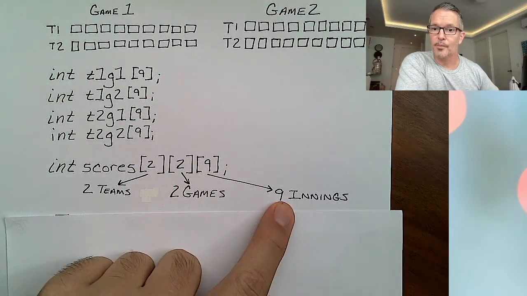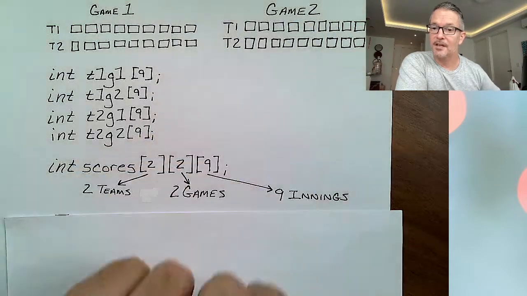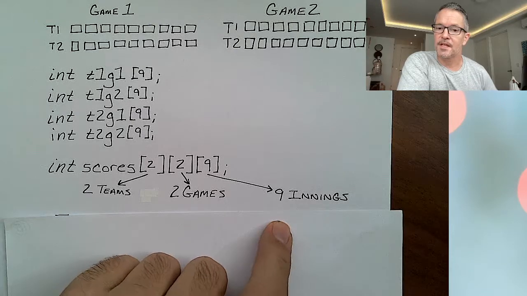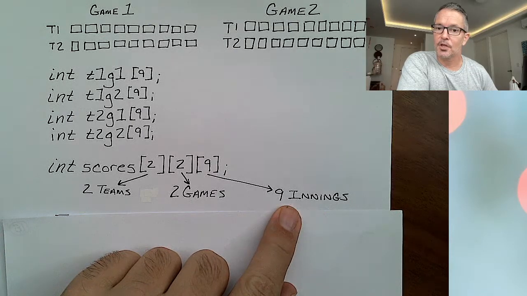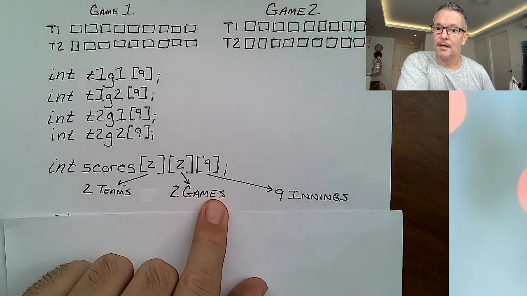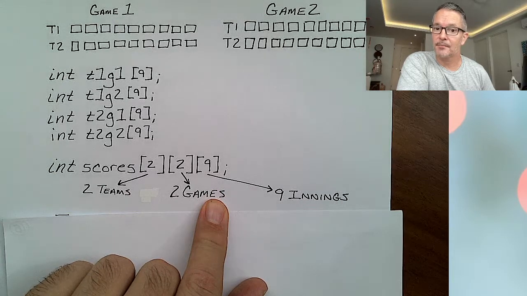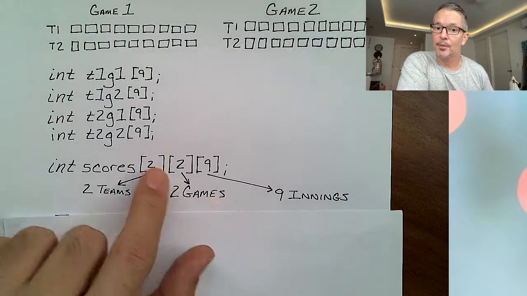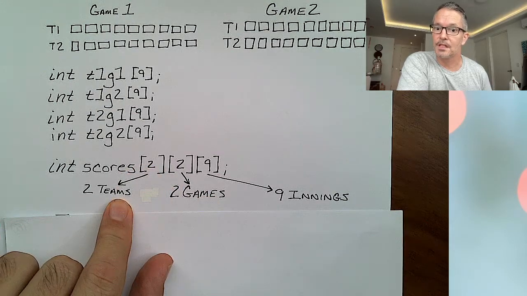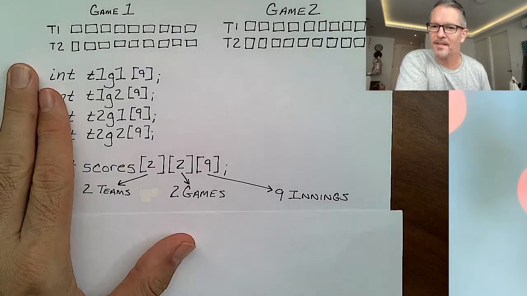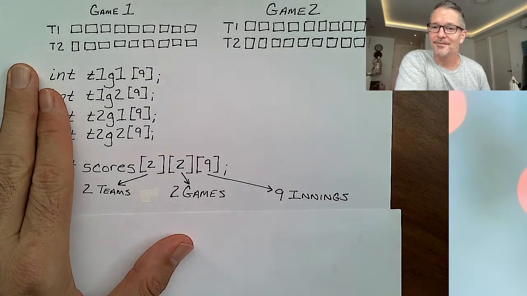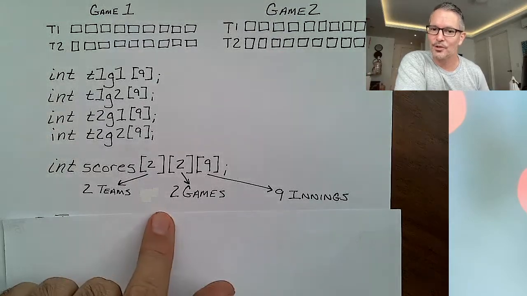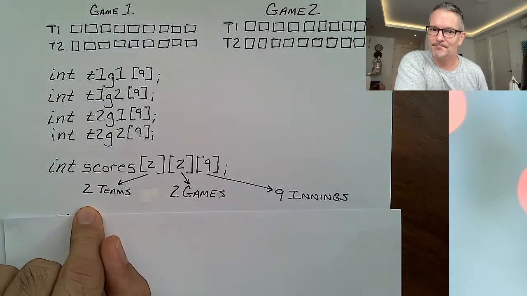The third dimension represents the innings. Each game has 9 innings. So working in reverse, we could say there are 9 innings per game. We will play 2 games. There is 1 game per team, and there are 2 teams. The way that I said that doesn't really work out the way that I expected it to in an English sentence, but I think you understand what I'm getting at.